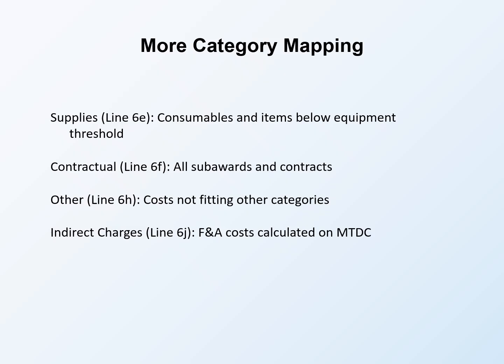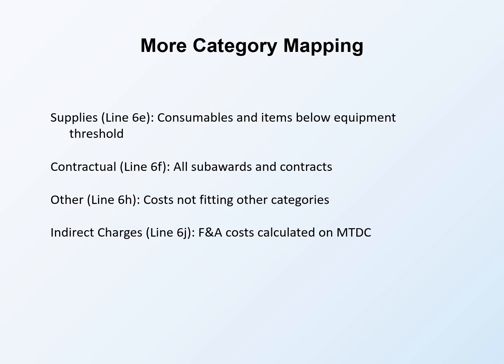Office supplies, laboratory consumables, educational materials, participant incentives that are tangible goods, software under the equipment threshold, all belong here. The supplies category is often a catch-all for items not fitting elsewhere. Contractual on line 6F captures all subawards and contracts. Both subrecipient relationships and contractor purchases appear on this single line. The total should equal the sum of all subaward and contract amounts in your detailed budget. Distinguishing subawards from contracts matters for compliance, but both go on line 6F.